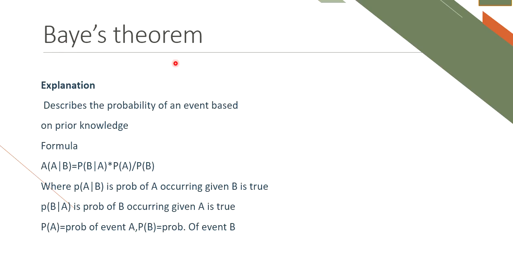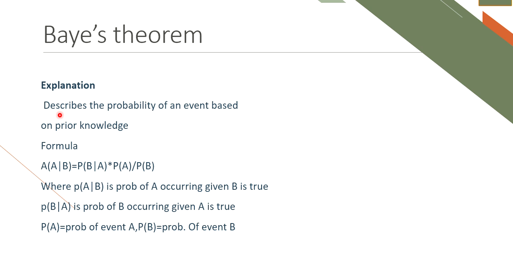Coming to Bayes theorem, why do we use it and what is Bayes theorem? Bayes theorem generally describes the probability of an event based on prior knowledge. Bayes theorem is particularly useful in situations where we have knowledge about the probability of events and want to revise those probabilities as per new evidence. So it has many applications.